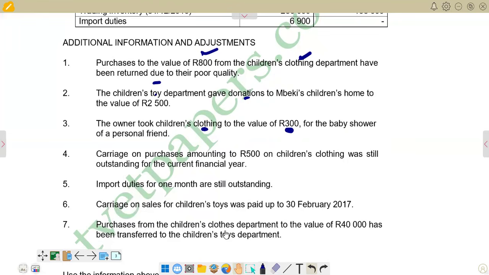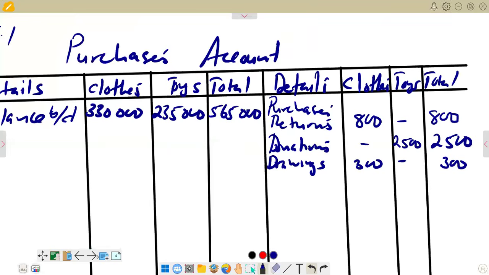Purchases from the children's clothes department to the value of 40,000 have been transferred to the children's toys department. So that is a transfer that is taking place, and it's coming from the clothes department. So it means we're going to credit the clothes department, and then it's going to the toys department. So we debit the toys department purchase account with 40,000. So this is what we have. So we can go back there.